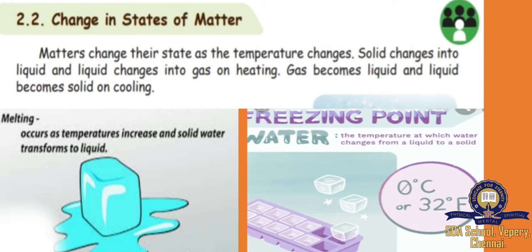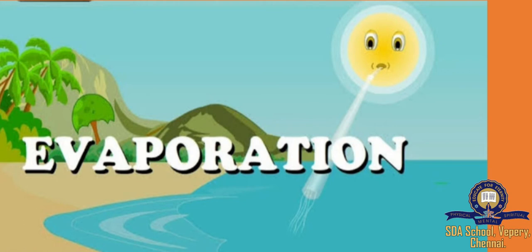What is the next process? It is evaporation. Here we see change of liquid into vapor on heating. Because of the sun's heat, the water vapor rises up. That is called evaporation. Another example is when water is heated, it changes into vapor.